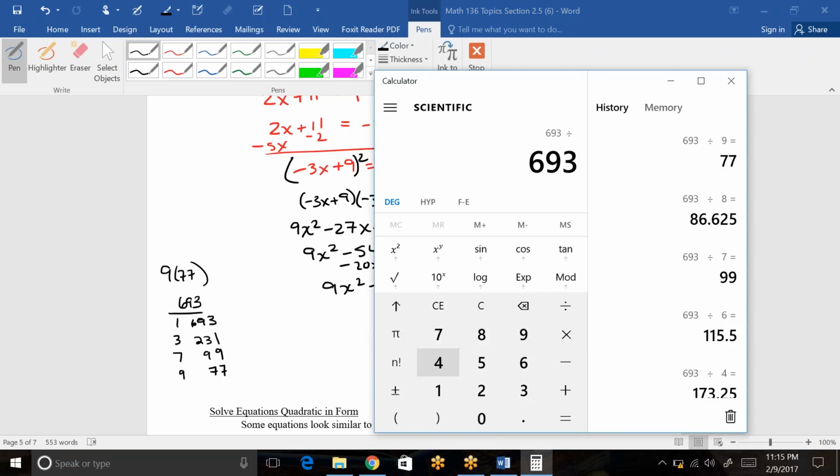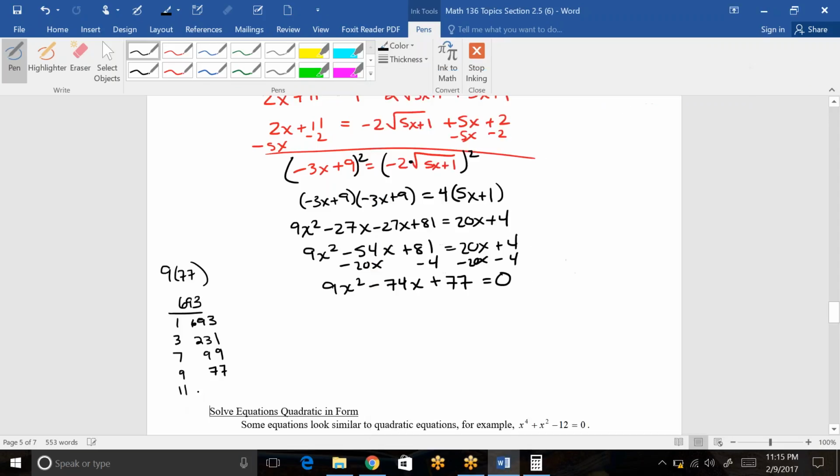693 divided by 10 will not work, but 11, let's see, 11 and 63. And that's going to be my magic pair, because this has to be same sign since it's a positive when we multiplied, but they have to add to negative 74, so they're both negative. So I would have 9x squared minus 63x minus 11x plus 77 equals 0.